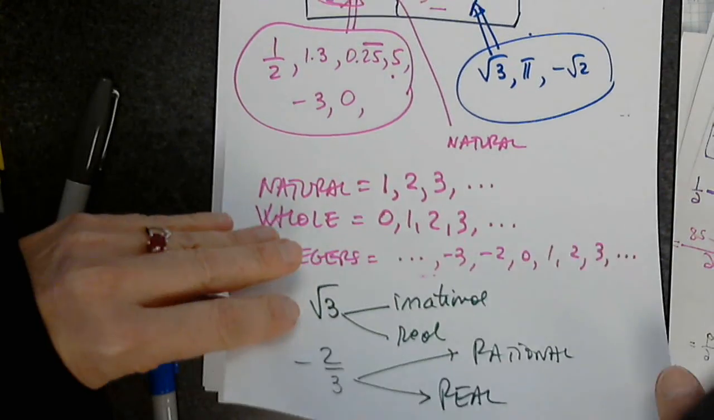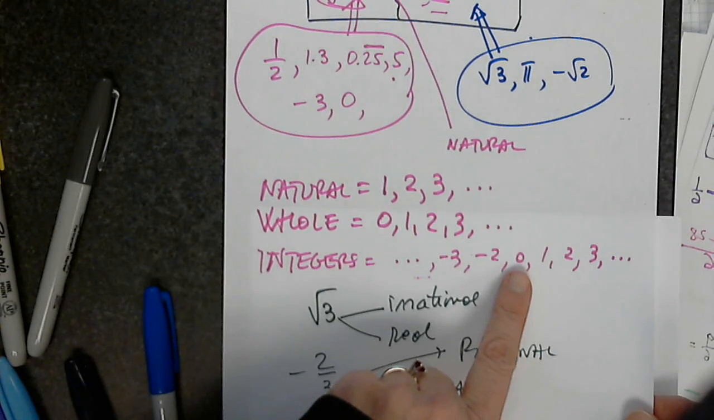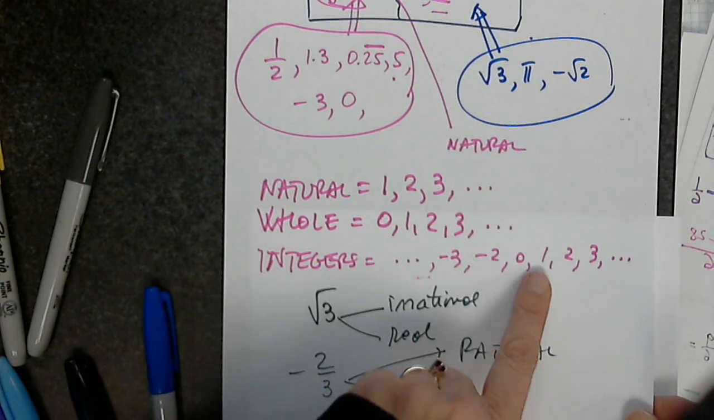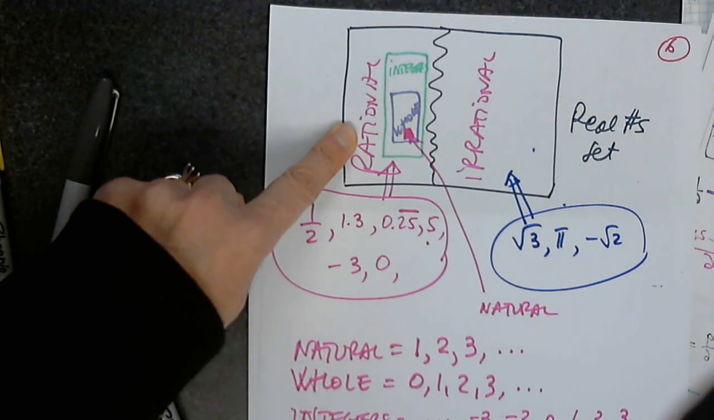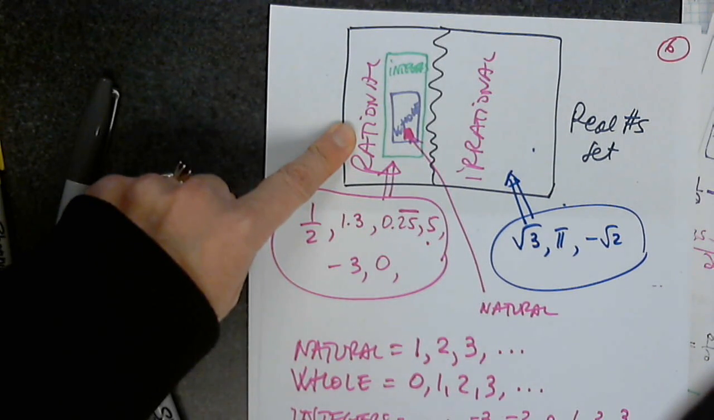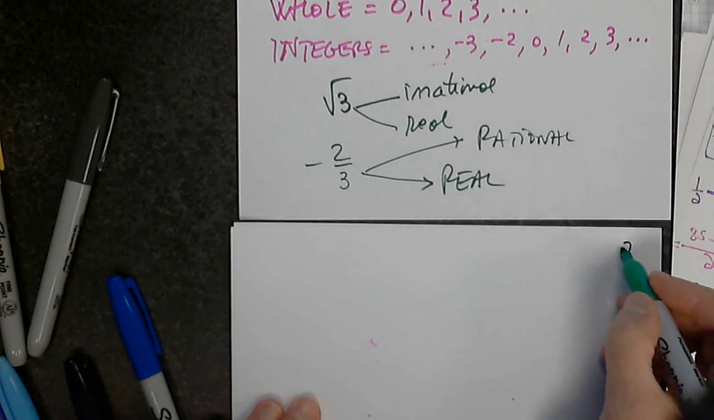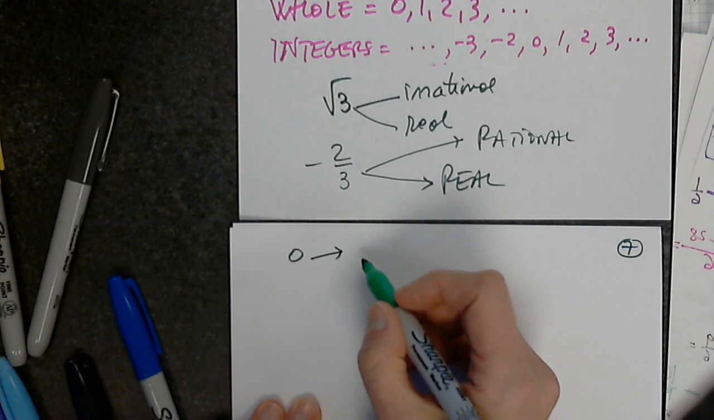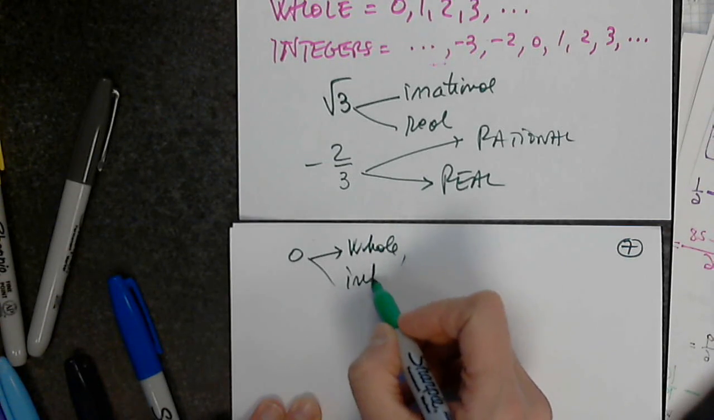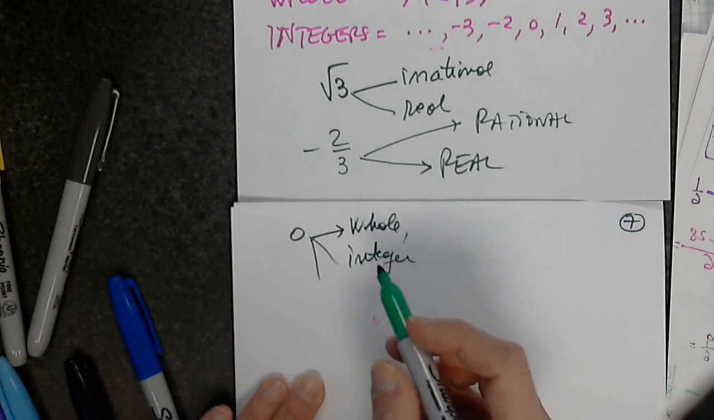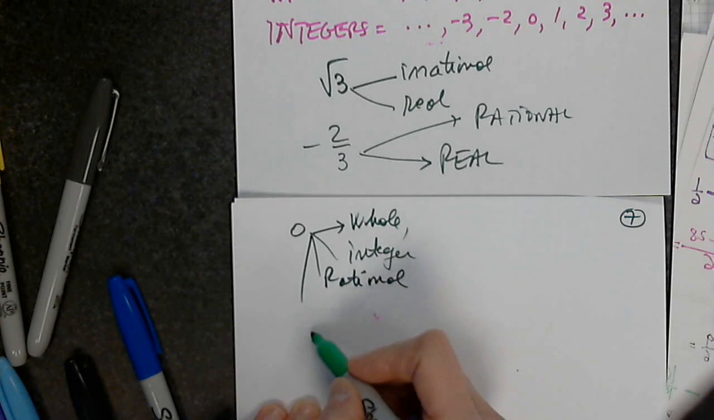0 would be a whole number. 0 is a whole number. What else? Yes, an integer. What else? It's a whole number. It's an integer. It's a rational number and it's also real. Of course, everything is real. Yes. Very good. So 0: whole, integer, rational, and real.